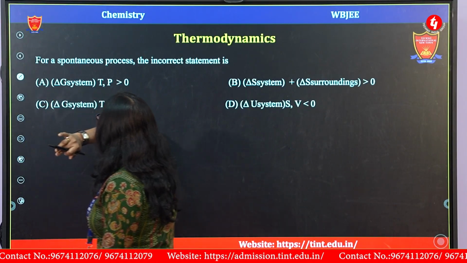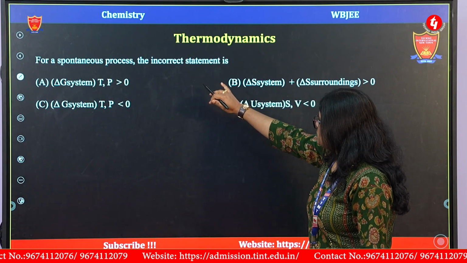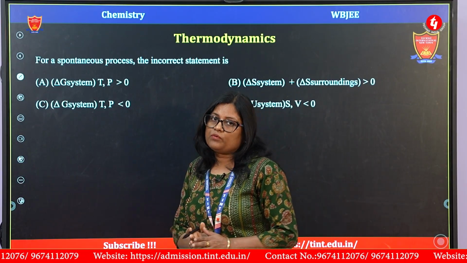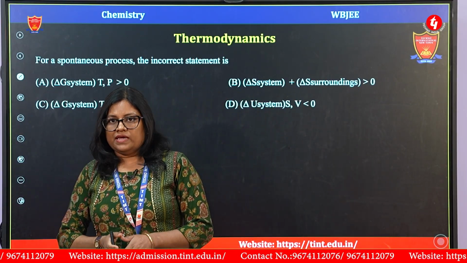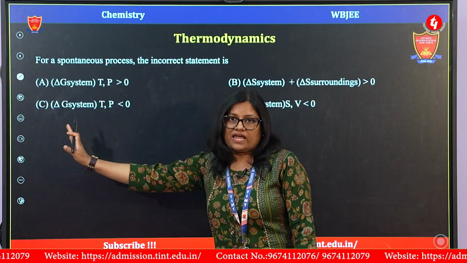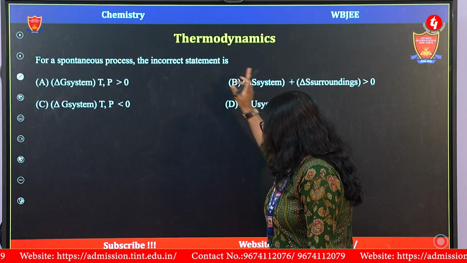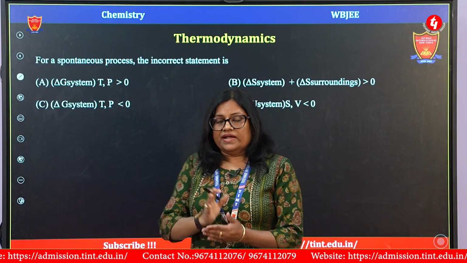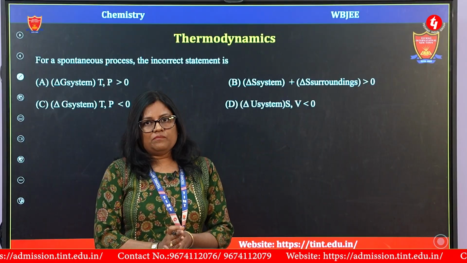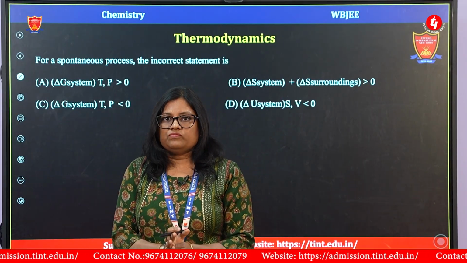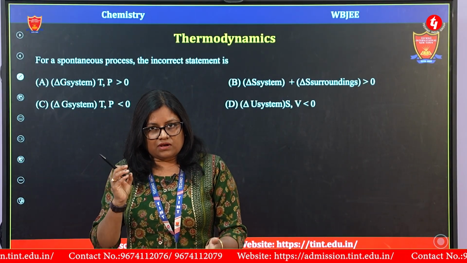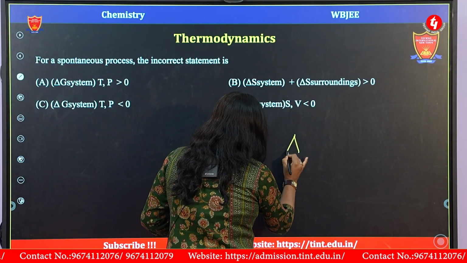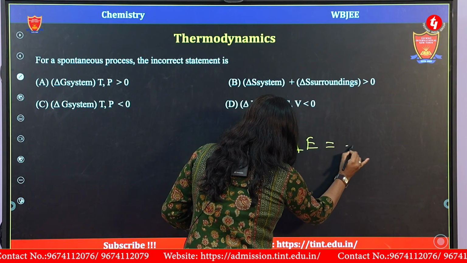Next question: for a spontaneous process, the incorrect statement is. This is a very important part from thermodynamics. You must have a clear concept about this part. Spontaneous process. In terms of energy, every system wants to attain the minimum energy, that is, delta E is negative.